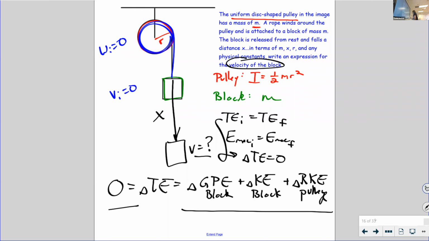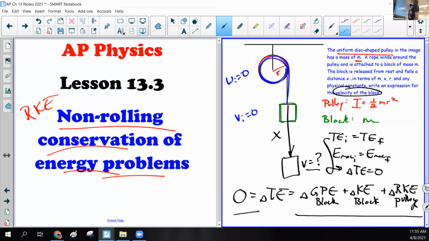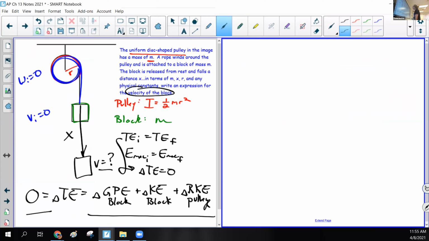Let me do this. I'm going to change my screen layout here for a minute. Let's go to 2-page. And let's click this guy. There we go.